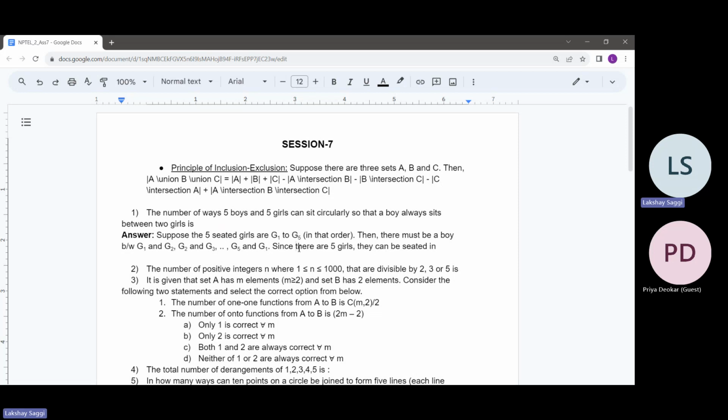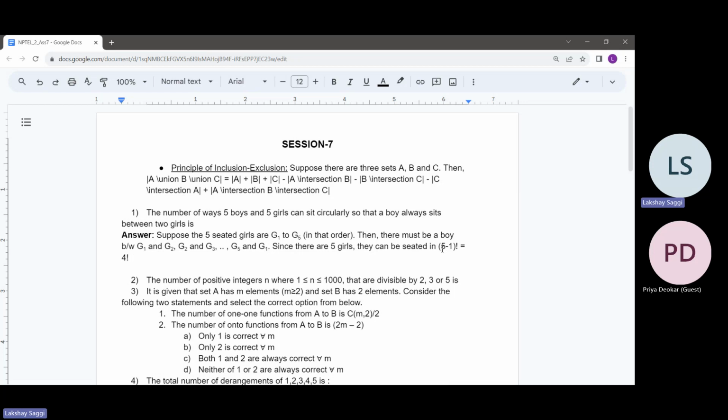So now we know that since there are 5 girls seated on a circular table, they can be seated in 5 minus 1 factorial ways. Because in general, the number of permutations for n people is n factorial. But when we are considering circular permutations, we have to divide by n also. So this must have been covered in the lectures also, and I guess this is pretty straightforward also.